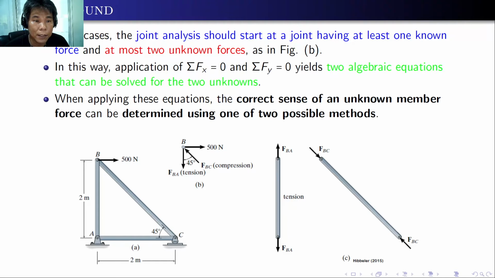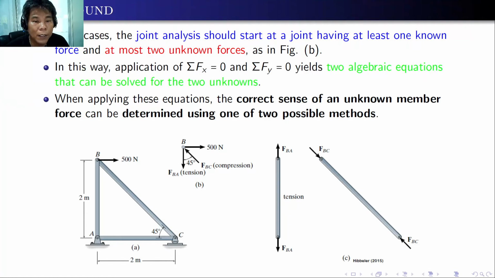In all cases, the joint analysis should start at the joint, remember, having at least one force, and at most two unknown forces. At most, so that's the maximum. It should be two unknown forces. Otherwise, you cannot solve it. In this way, application of the summation forces x is equal to 0 and summation forces y is equal to 0 yields two algebraic equations that can be solved for the two unknowns.